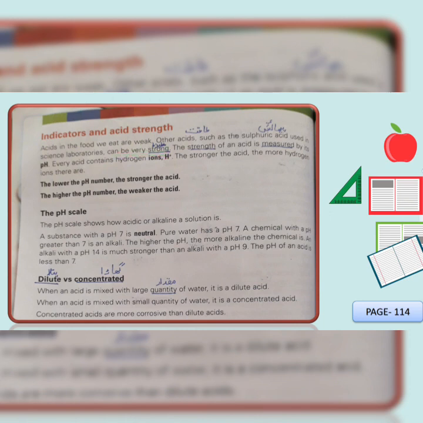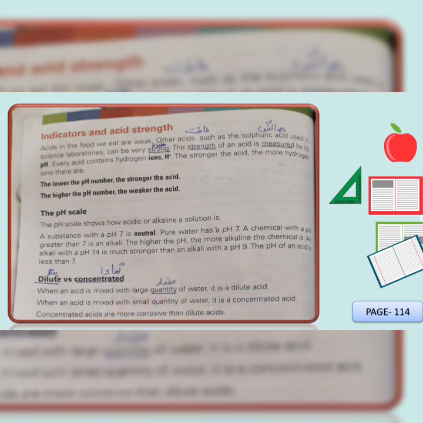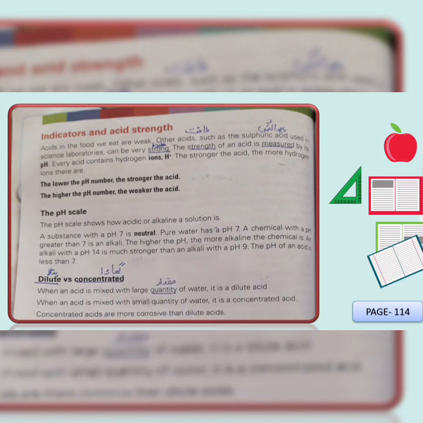So the strength of the acid can be measured by a scale known as pH scale. Another thing that measures the strength of acid is the presence of hydrogen ions, that is H positive ions. If the number of hydrogen ions is more, then it means the acid is stronger. On the other hand, if the number of hydrogen ions is less, then our acid is a weak acid. So the relationship between pH scale and the acid strength is like that. If the pH number is higher, it means the acid is weaker, and if the pH number is less, then the acid is a strong acid.